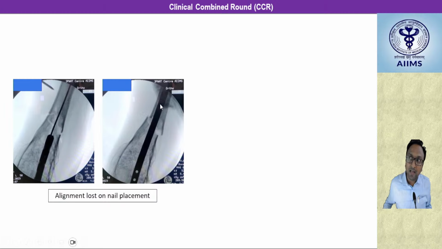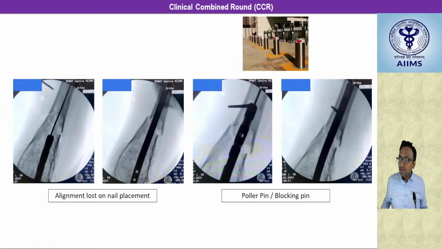But the moment we put the nail in, because of the weakness in the bone and the abnormal morphology, there is slight misalignment of the nail, as a result of which we use something called a Poller pin or Poller screw. Poller is nothing but these metallic triangles used on the roads to direct the traffic in one direction or the other. It is actually a German word from which it is derived, and we used one of these Poller blocking pins, and you see how we have corrected this malalignment from this position to this position.